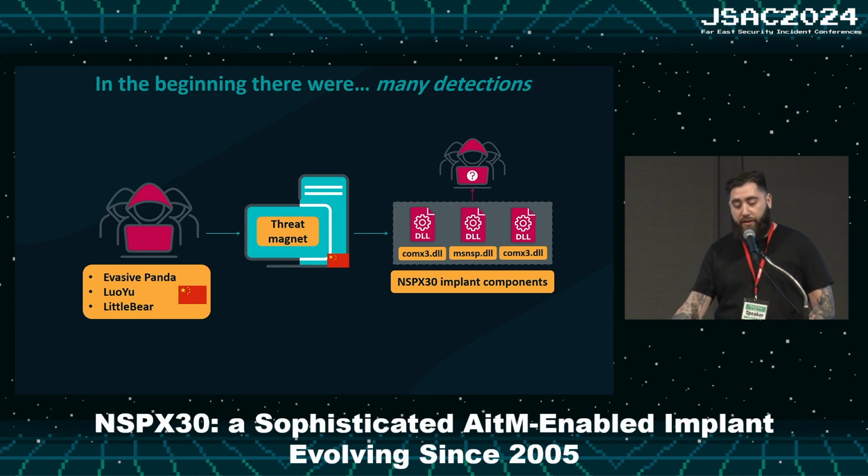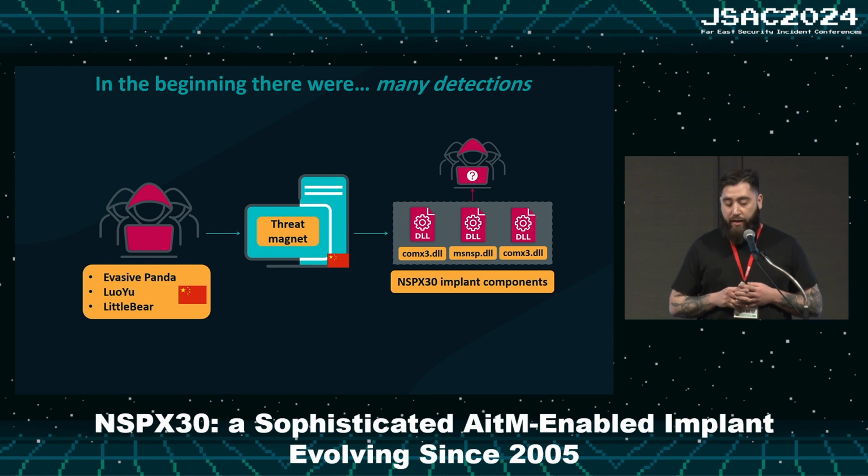So our investigation begins with a search of detections in a system located in China. This system had become what we commonly refer to as a magnet of threats. The system was targeted by several groups at the same time. One was BackdoorDiplomacy, Luoyu, and one threat actor that we track as LittleBear. All of them are China-aligned APTs.